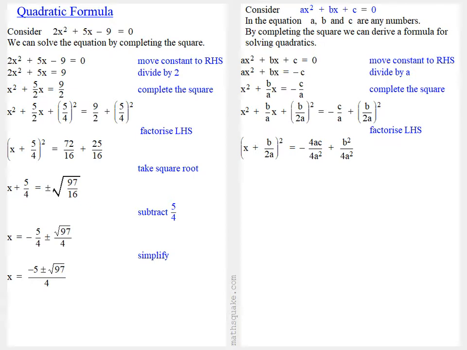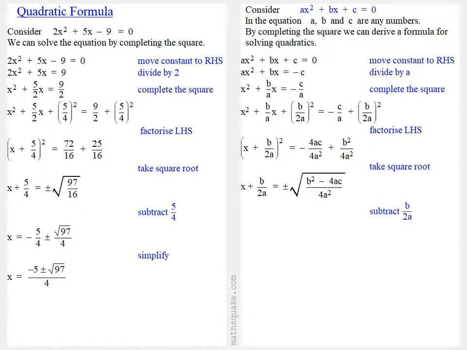And on the right-hand side, we've got minus c over a plus b squared over 4a squared. So the right-hand side can be written as minus 4ac over 4a squared plus b squared over 4a squared. Now if we take the square root of both sides, we get x plus b over 2a equals plus or minus the square root of the right-hand side. Now that could be written as b squared minus 4ac all over 4a squared.